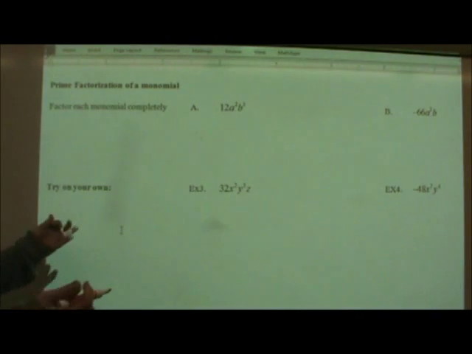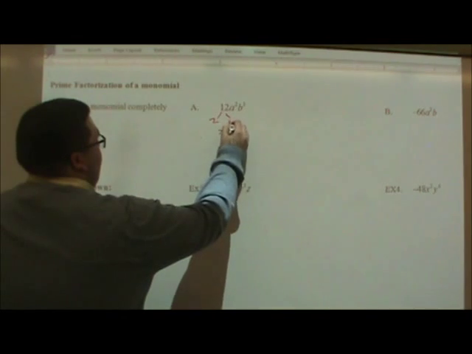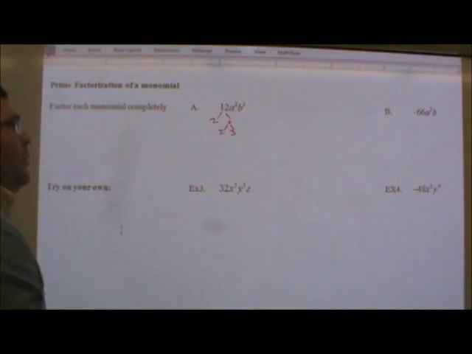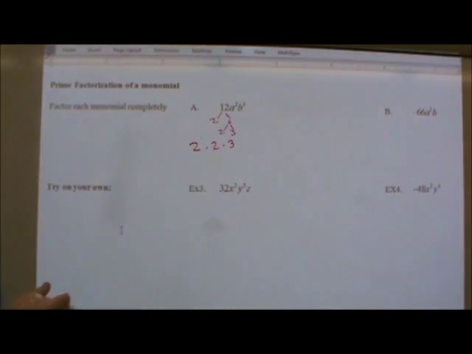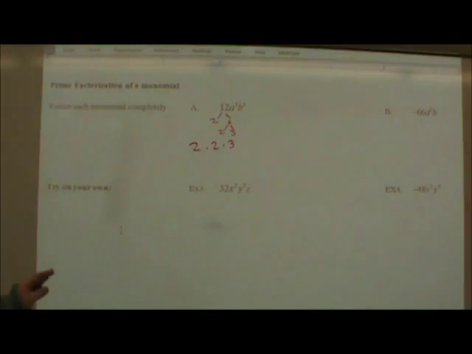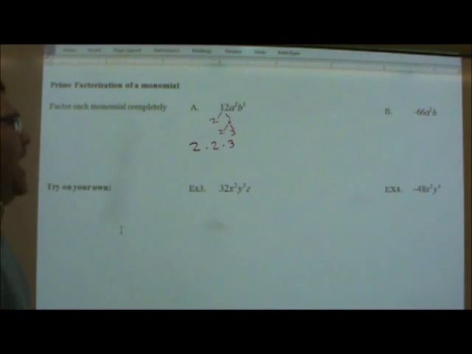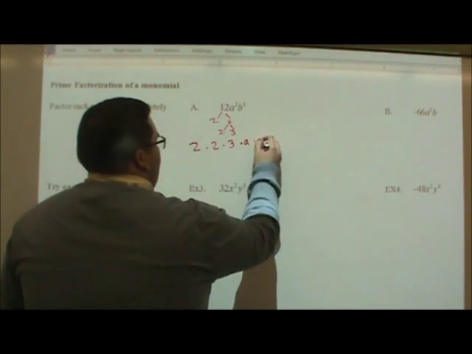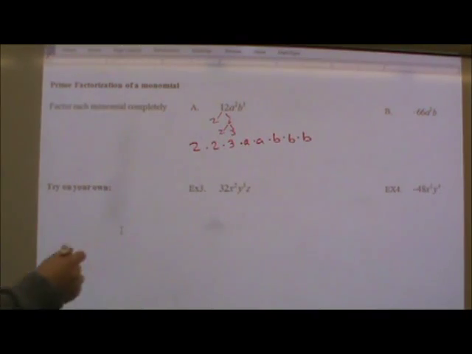So for the first one, we got to do the prime factorization of 12, 2 and 6, 2 and 3, and we're done. So we know it's 2 times 2 times 3. Then we can't have any exponents if it's a monomial factored completely. And now, instead of having a squared, we know that's a times a. Instead of having b cubed, we know it's b times b times b. And we've successfully factored our first monomial completely.